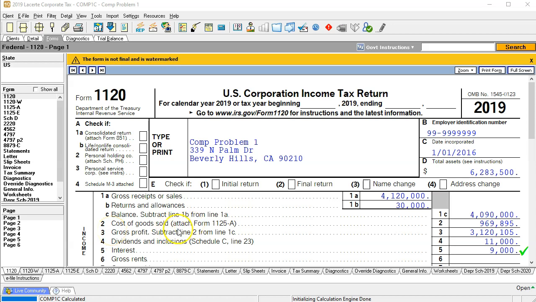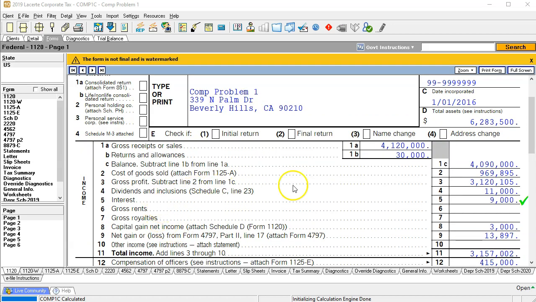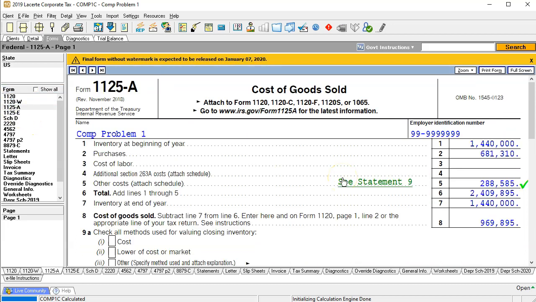What we're going to be concentrating in on here on the first page of the 1120 is the cost of goods sold calculation. Not this one, but the cost of goods sold calculation. That's going to be line 2. Notice it says that we have to attach the Form 1125A. 1125A is here, gives us the detail of the cost of goods sold calculation.